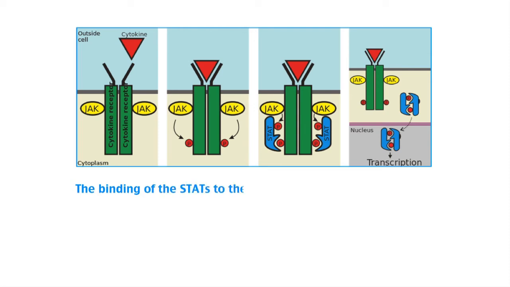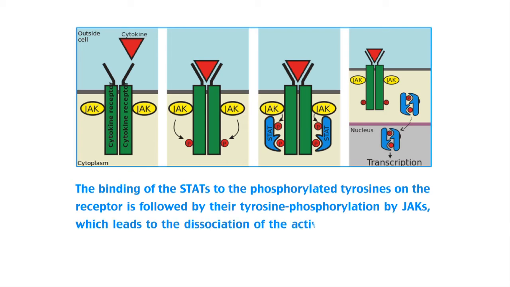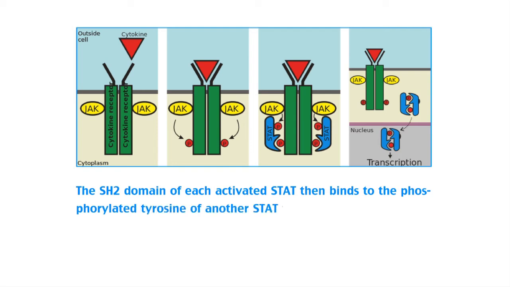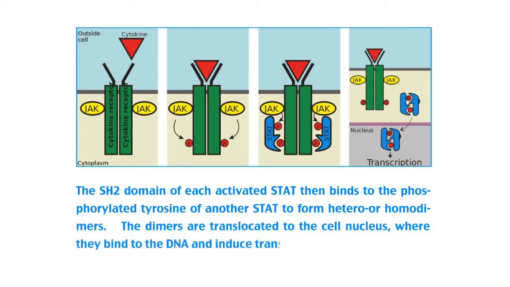The binding of the STATs to the phosphorylated tyrosines on the receptor is followed by their tyrosine phosphorylation by JAKs, which leads to the dissociation of the activated STATs from the receptors. The SH2 domain of each activated STAT then binds to the phosphorylated tyrosine of another STAT to form hetero or homodimers. The dimers are translocated to the cell nucleus, where they bind to the DNA and induce transcription of target genes.